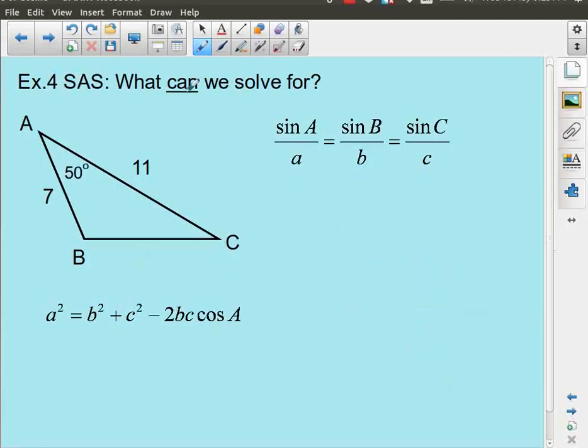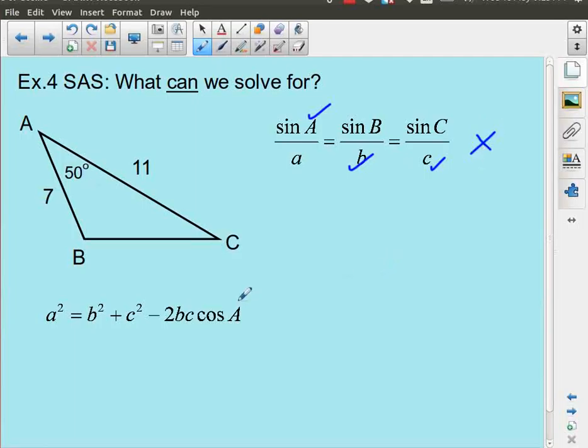And last possible configuration, side, angle, side. So what do we have? We have the side C, we have the angle A, and we have the side B. This is very similar to the problem we ran into before. If I choose these first two, I'll have an unknown side A and an unknown angle B. If I choose these second two, I have two unknown angles. And if I choose the first and the third, I have unknown side A, unknown angle C. So sine law cannot work here.